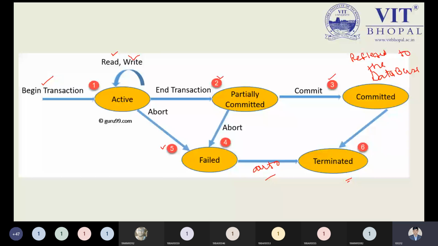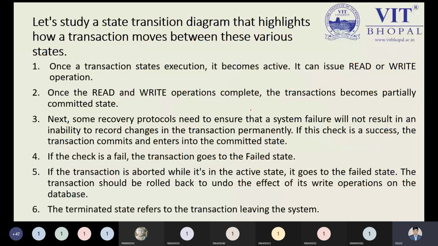Okay, so if I ask this question in the examination, then you are able to write the answer of the question in a simple way. Now, this is the theoretical content which describes the state diagram of the transaction. So as we have seen previously, it is written over here. Once the transaction starts execution, it becomes active and can issue read or write operations. Once the read and write operations complete, the transaction becomes partially committed.